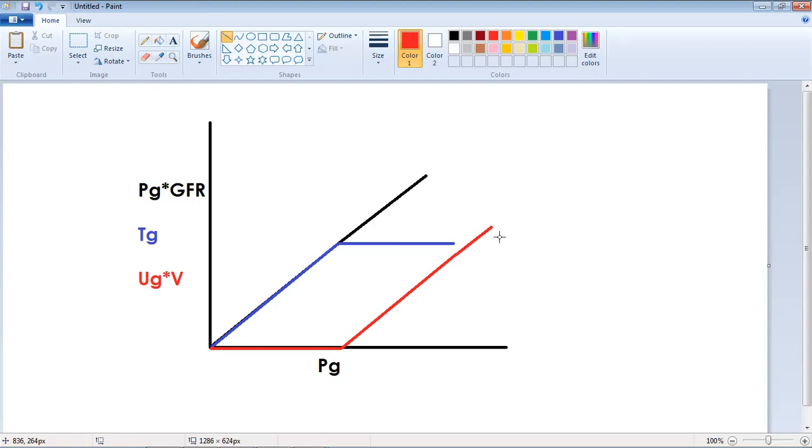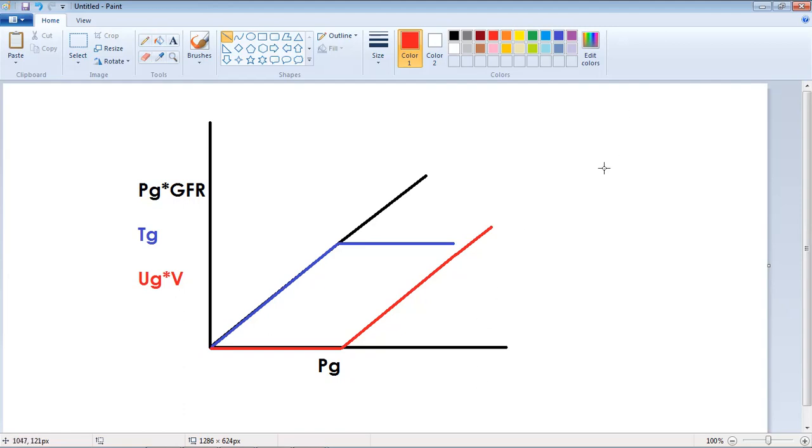If I repeat once more, the frame of reference is: the x-axis is plasma glucose level, and in the y-axis there are three attributes. The black curve is PGGFR. As PG is increasing, PGGFR is increasing linearly. As PG is increasing, TG is also increasing linearly till transport saturation is reached, then it becomes plateau. And as PG is increasing, UGV is also increasing. When the transport is saturated, the rest of the increased amount of glucose will appear in the urine.